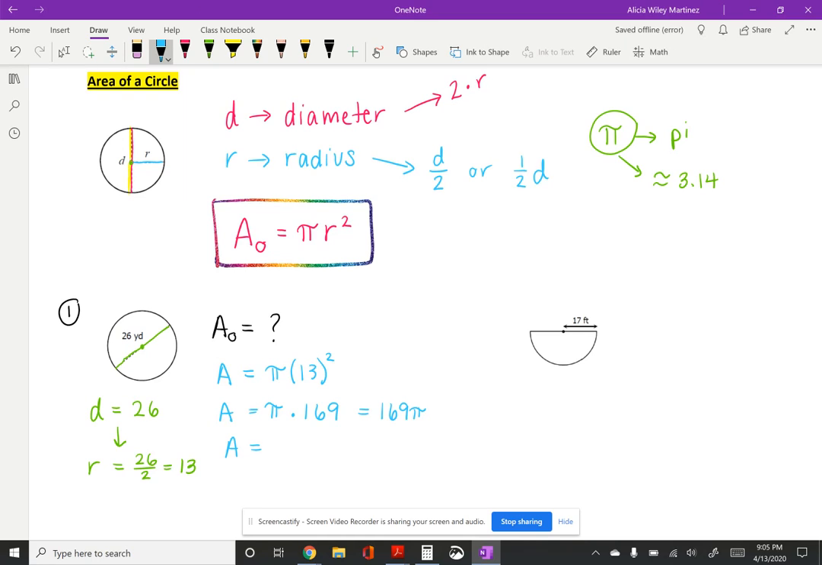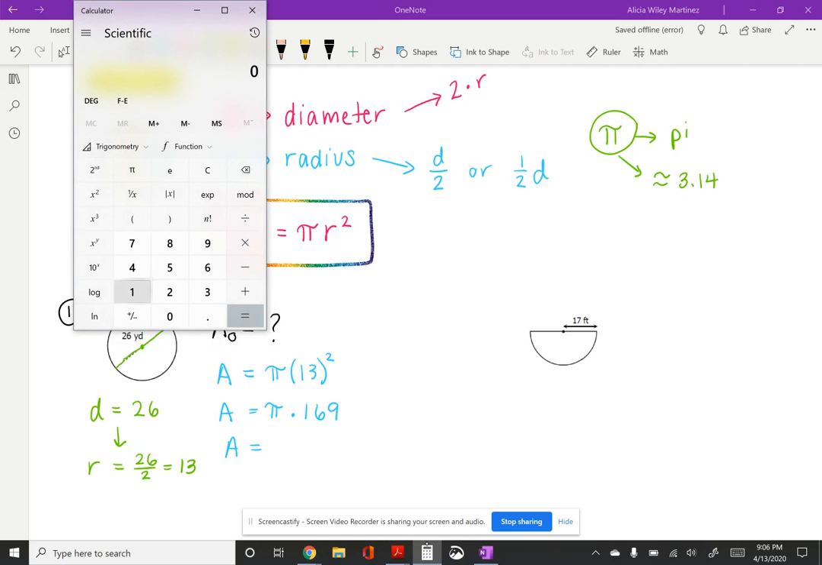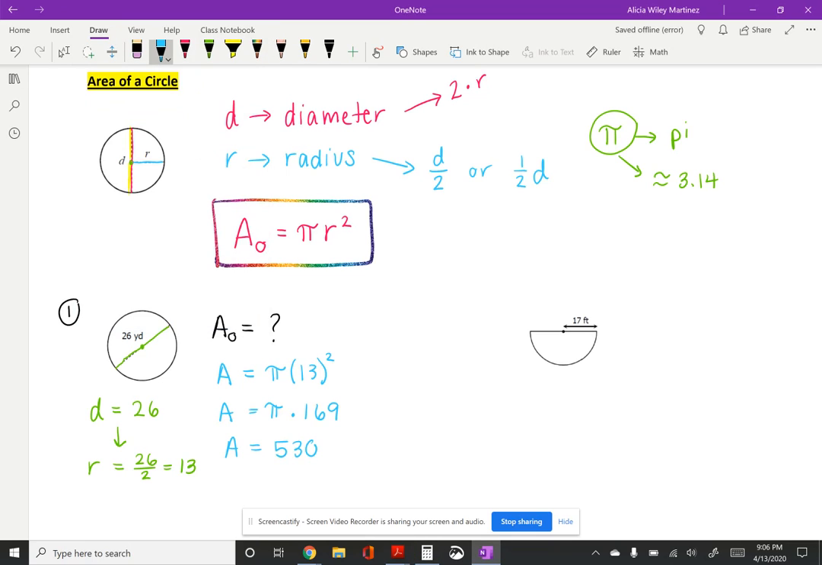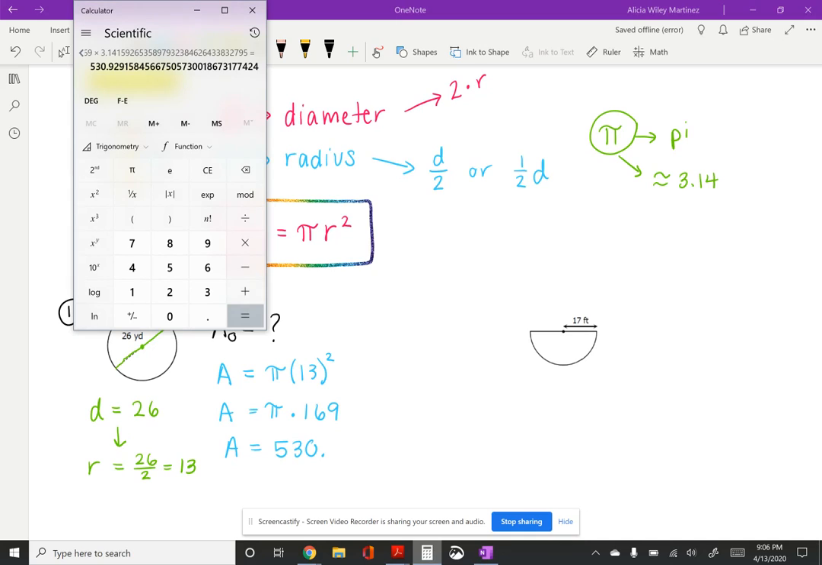For our approximate value, we're going to put that into the calculator. In our calculator, you're going to write 169 times, and then press the pi button, and then equals. And you'll see that you get a value of, to 2 decimal places, 530.93.